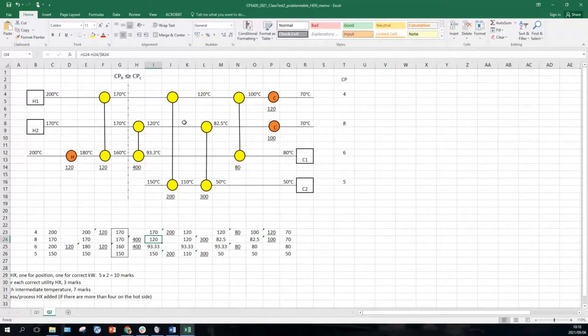So this 120, I'll just copy it, Control C, Control V, so that we can start at least at 10 degrees C. We know that the match between this one and this one will mean a bigger temperature difference on this side, and it is.